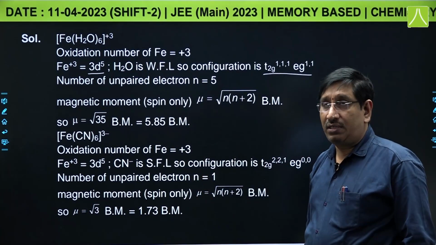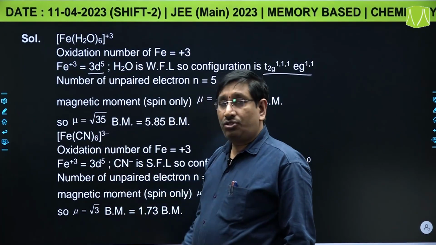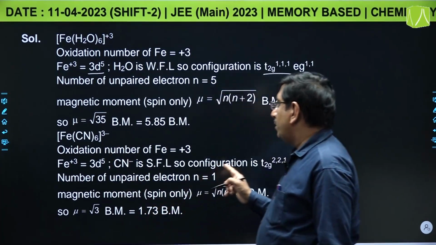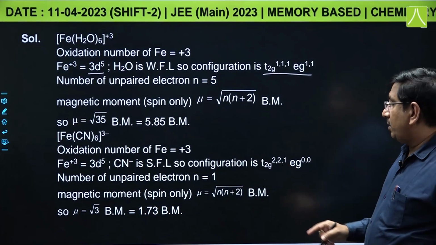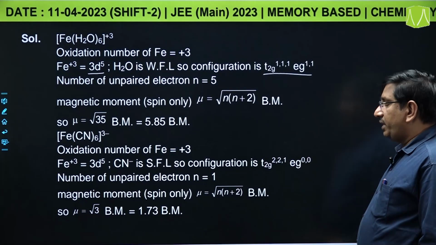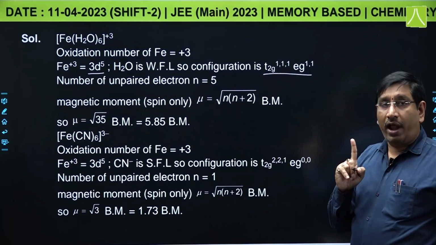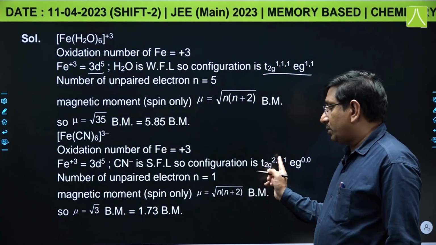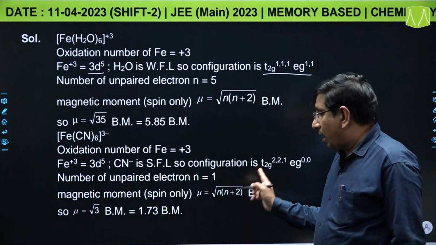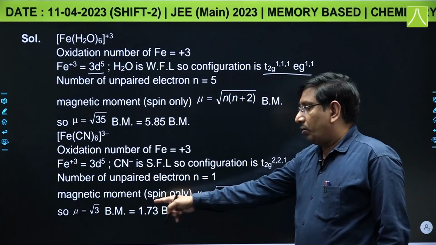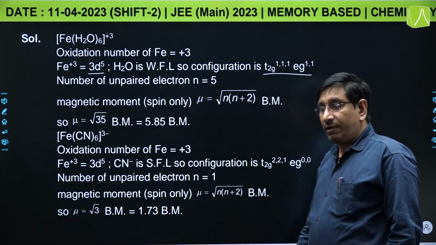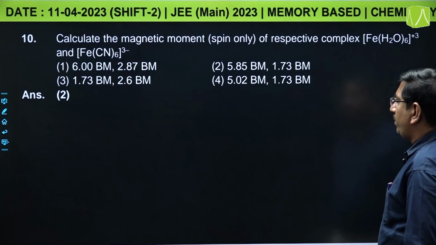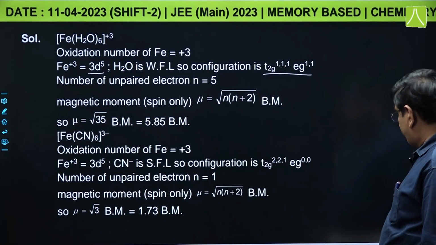And in [Fe(CN)6]3-, CN- is a strong field ligand and iron is in the +3 state. In the presence of a strong field ligand, the configuration of Fe3+ is t2g2,2,1 eg0,0. Here there is only one unpaired electron, so the magnetic moment is calculated by substituting n as 1. Root over 3 gives 1.73 BM. So the answer is the second one: 5.85 BM and 1.73 BM.